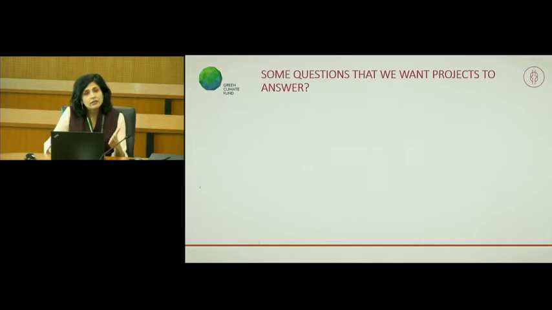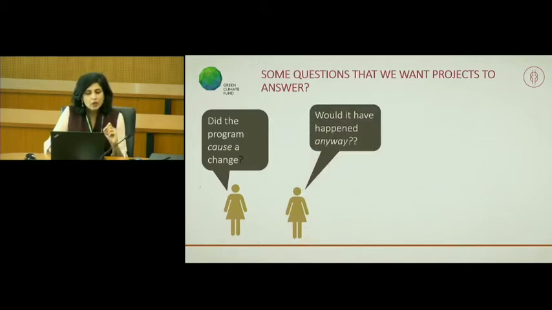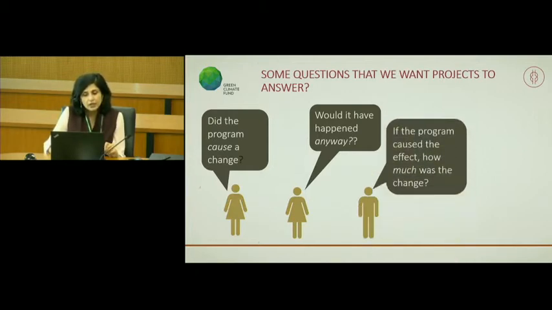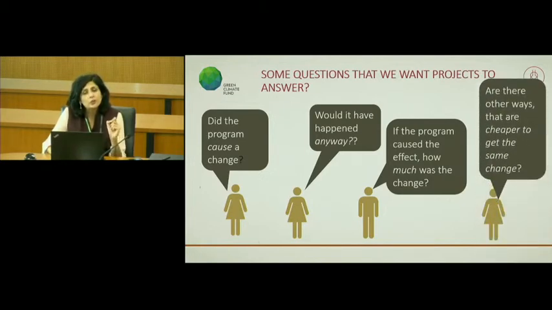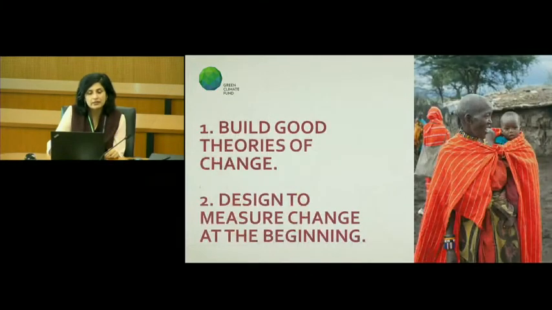So what I want to tell you is that some questions that we want projects to answer, and I hinted at this in my first video, was all programs should think about measuring and reporting whether it caused a change, whether the change that they are reporting would have happened anyway, even in the absence of the program. And if the program caused the change, is it measuring how much was that change? And last but not least, are there other ways for the program to have delivered that change? What we are saying is you should start to think about measuring attributable impact, or change attributable to the project that you're building. And you need to start building that from the beginning.